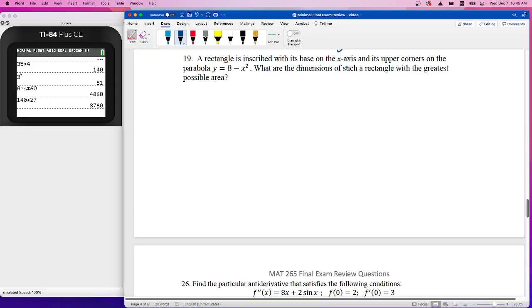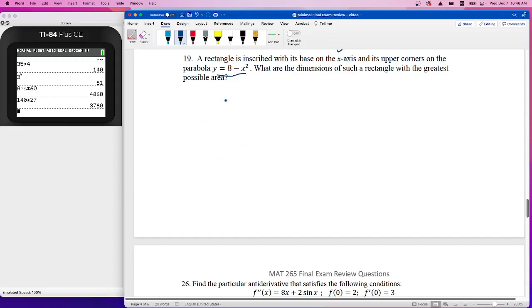A rectangle is inscribed with its base on the x-axis and its upper corners on the parabola y equals 8 minus x squared. What are the dimensions of such a rectangle with the greatest possible area? Okay, a rectangle is inscribed with its base on the x-axis and its upper corners on this parabola. What are the dimensions of such a rectangle?